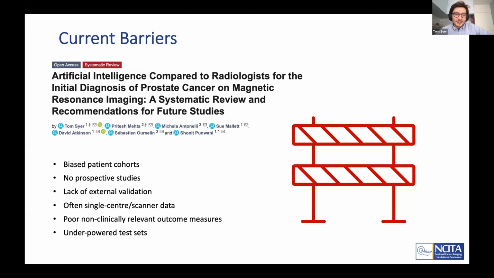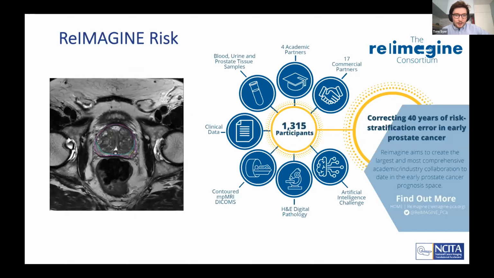The big thing was a lack of external validation. That means testing these algorithms on data which is different to what they were trained on, so an idea of whether they can generalize to new centers, new scanners, etc. Often they were single center, single scanner data sets. The outcome measures they chose were often quite poor and clinically irrelevant. And the test sets often didn't show any power calculations, and were often underpowered for the conclusions that they made. So hopefully this study, ReIMAGINE Risk, can help address some of those issues.